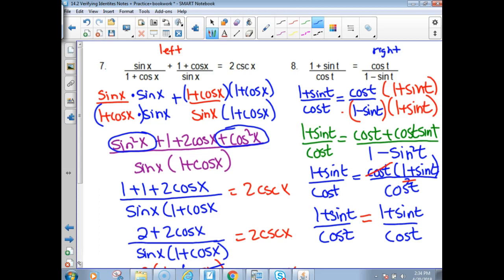No. You will not be given something that isn't a verifiable identity, because that would just be cruel. If there was no way to get this one side to equal the other side, then that would just be an exercise in futility.